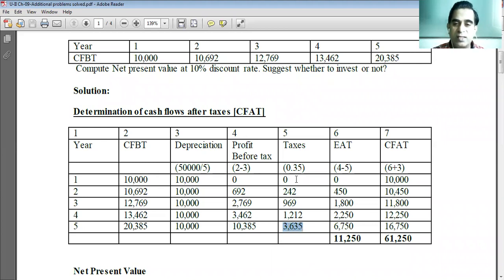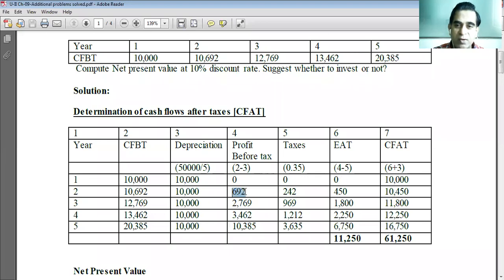Okay, so this is the amount of tax. Now I have to find out. This was profit before tax or EBT, earnings before taxes. Now I have to find out EAT, earnings after taxes. So simply we deduct taxes from EBT, earnings before taxes or profit before tax, to arrive at earnings after taxes. Simple deduction. So 0 minus 0 is equal to 0. Earnings after taxes in year 1 are 0.